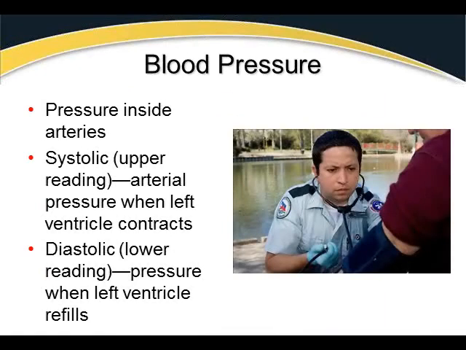Blood pressure. If we're looking for a blood pressure, the blood pressure is the pressure inside the arteries. The systolic blood pressure is the upper reading. It's the pressure of the blood flow from the ventricle pushing against the artery walls. And then the diastolic would be the pressure that remains in the arteries after the heart has contracted, when it's in a resting or refilling state.